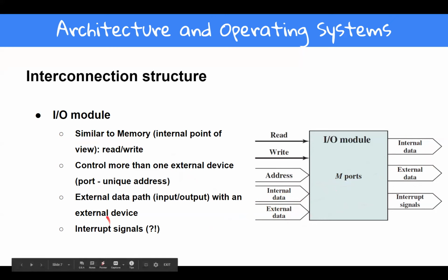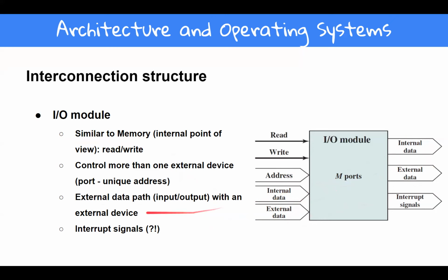And also an external data path, input output with an external device, if you want to send the data. Also, we should send a signal whether to write or read. Are we reading from the input device or are we writing to an output device? So we should be able to say what to do. We need to send and receive signals. These two arrows show the signal. We need to be able to find the addresses, based on the ports that I told you, and read data, write data from the memory.